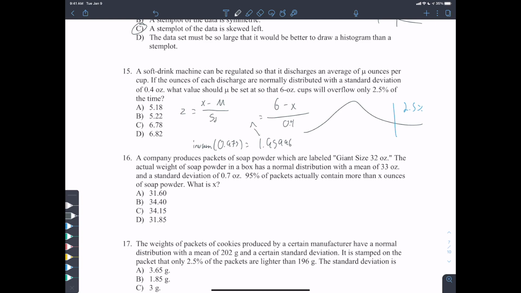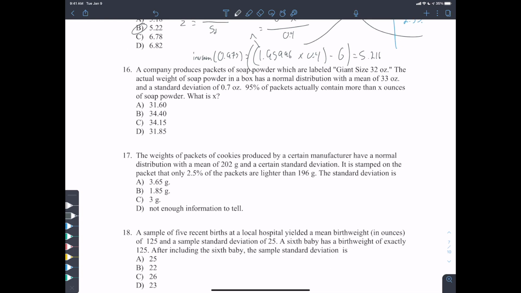So that's your z-value, and then plug that into here and do some math. You're just going to multiply that by 0.4, and then you're just going to subtract 6, and then you're just going to negate the whole thing because you have a negative x. So it's going to give you 5.216, which rounds to 5.22. So that's how you set that problem up.